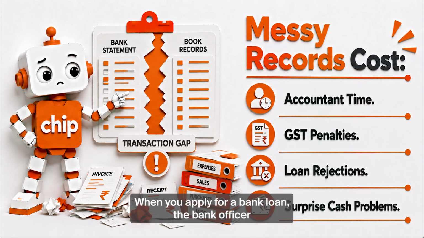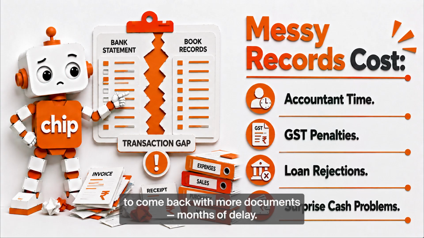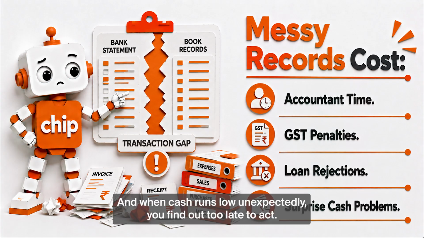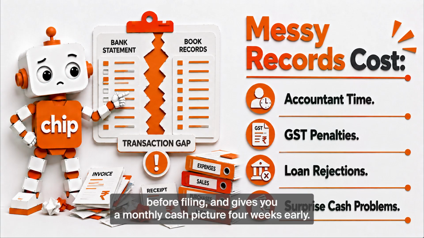When you apply for a bank loan, the bank officer cannot read your records clearly, so they reject the application or ask you to come back with more documents, months of delay. And when cash runs low unexpectedly, you find out too late to act. Copilot organizes your records, spots GST problems before filing, and gives you a monthly cash picture 4 weeks early.